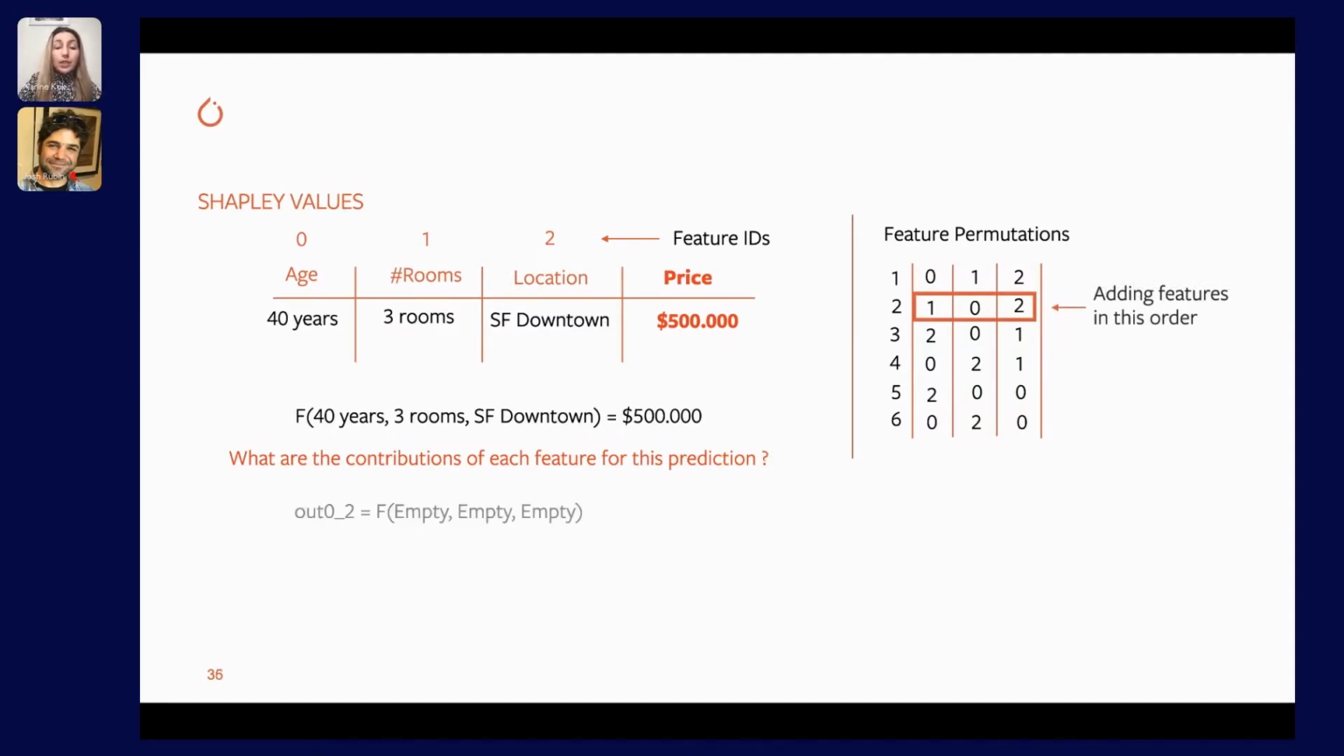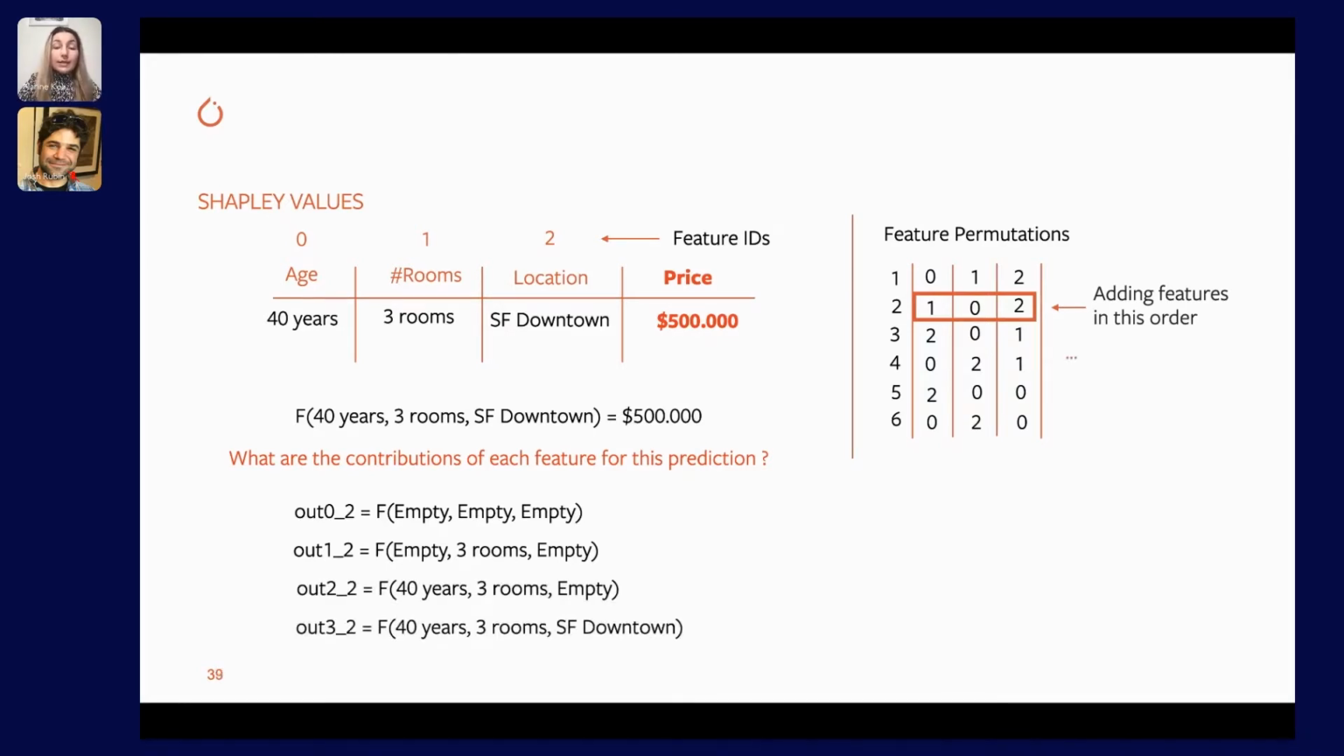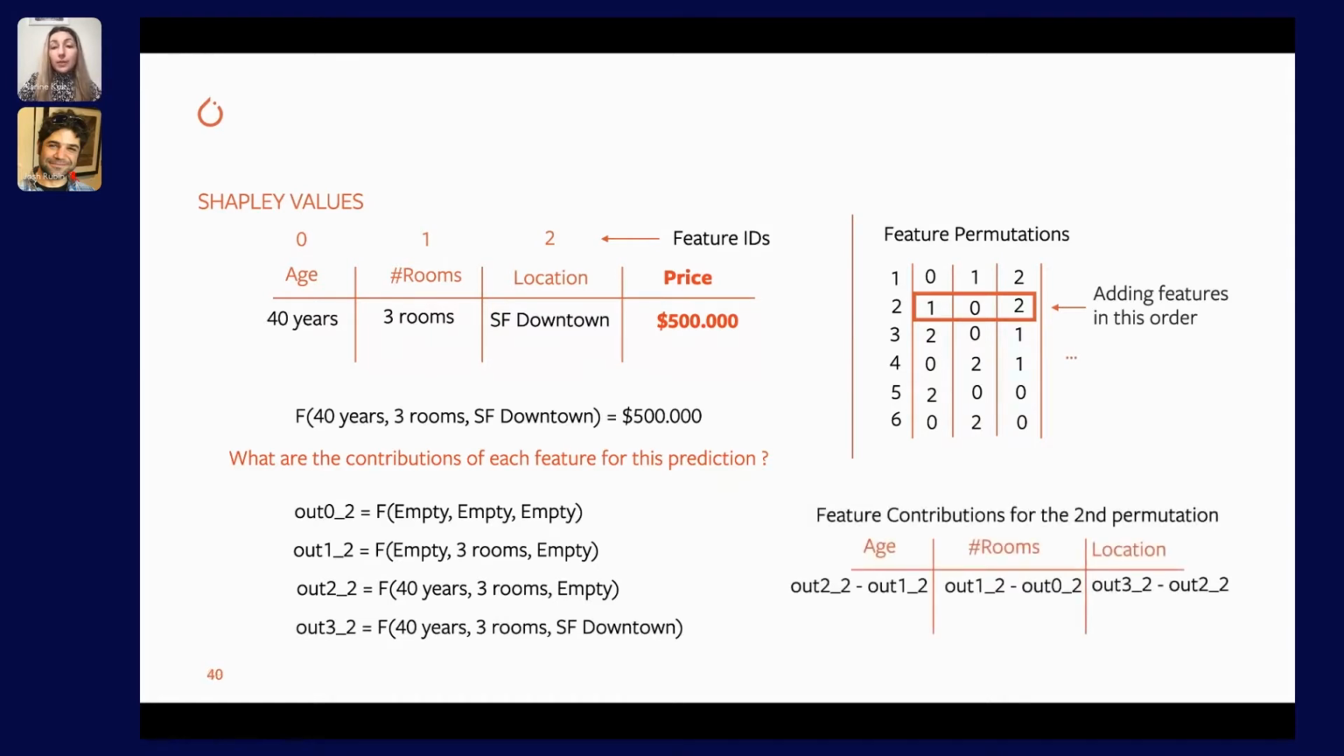For the next permutation, we again start from an empty setting. In this permutation, the first feature that arrives is the number of rooms. So the number of rooms arrives, and then the age arrives, and then the location arrives. Again, we compute the contribution based on this setting and this permutation: the differences right after and before the feature arrived in the game.